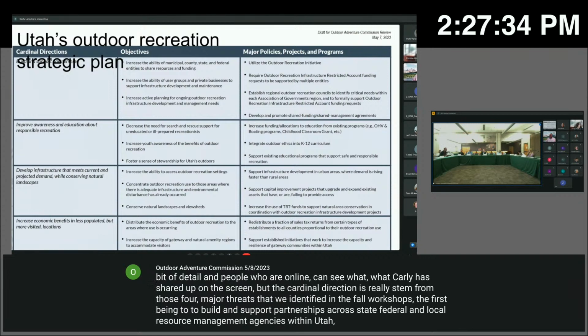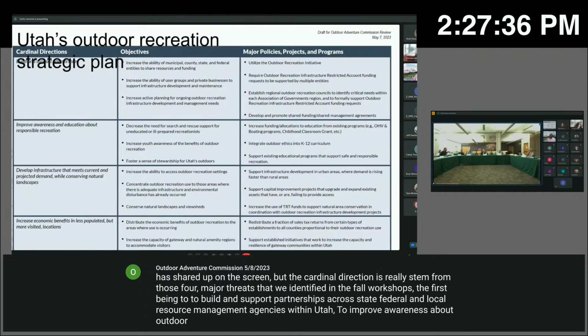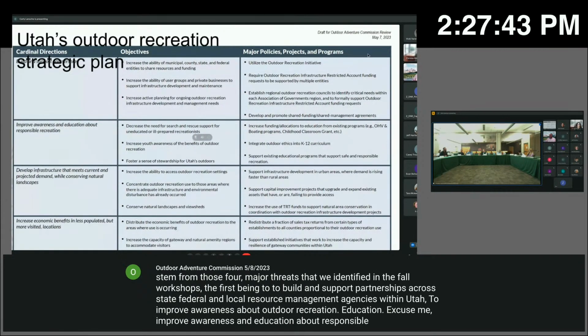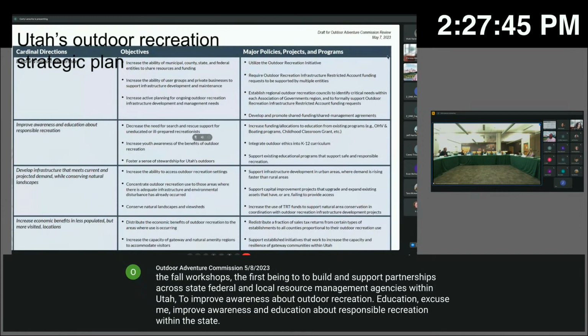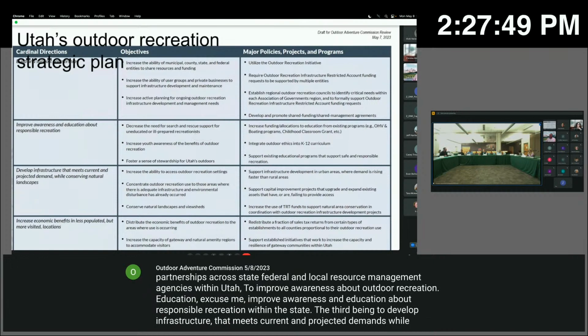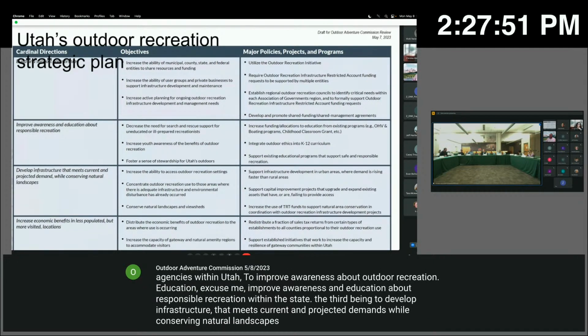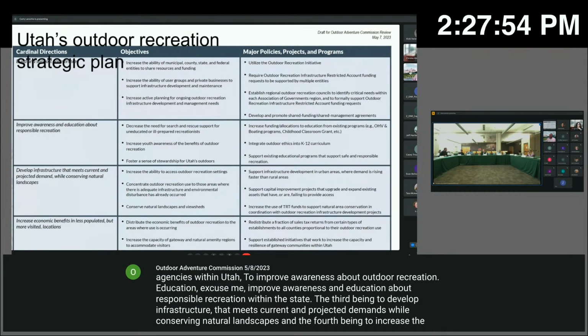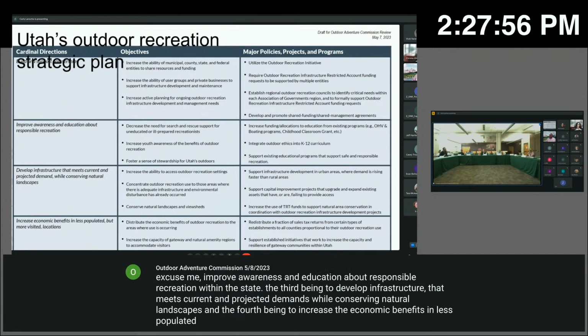To improve awareness about outdoor recreation, improve awareness and education about responsible recreation within the state. The third being to develop infrastructure that meets current and projected demands while conserving natural landscapes. And the fourth being to increase the economic benefits in less populated but more visited destinations.